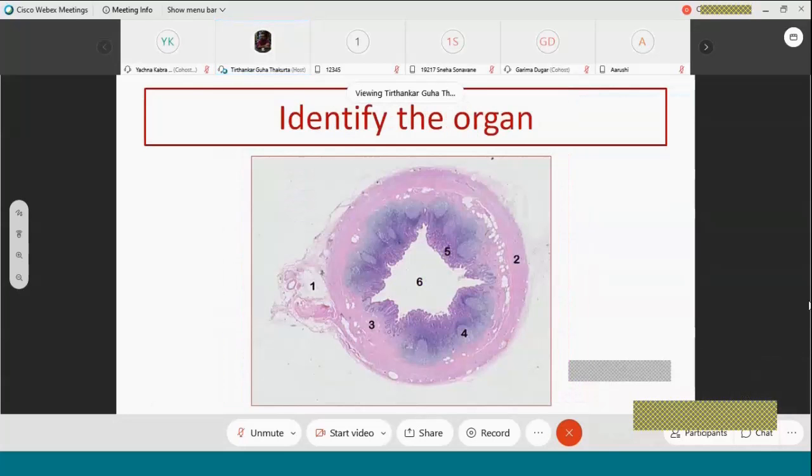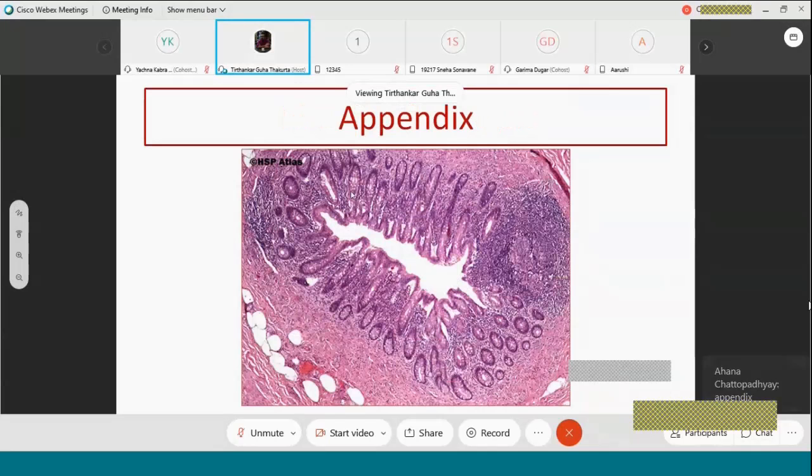Identify this organ. Very good. This is the appendix. So we can see the mucosa and submucosa containing glands and crypts. There are submucous lymphoid follicles, and then there are smooth muscle layers intersected with adipose tissue.